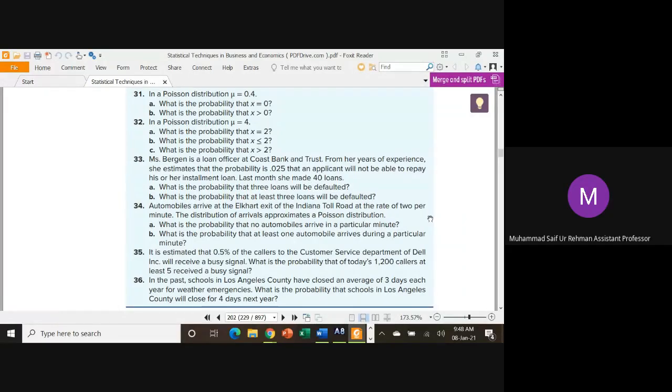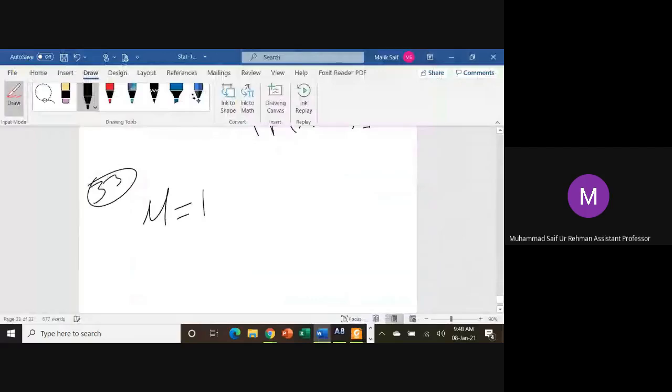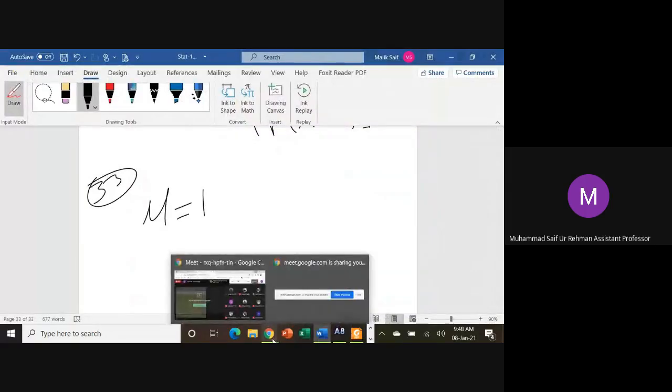0.025 multiplied by 40. 1. Yes. So you were doing it wrong, because I think you were multiplying it with 0.25. So the answer is 1. Mu is equal to 1 in this case. And what is required? What is the probability that 3 loans will be defaulted?